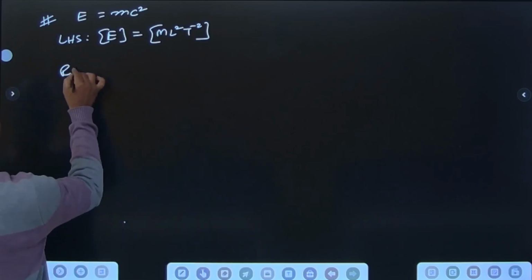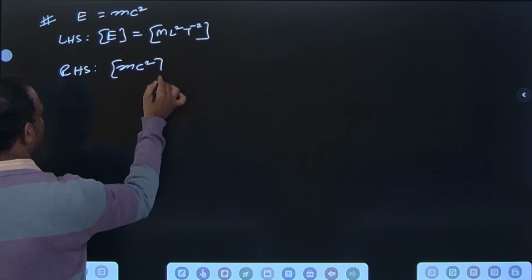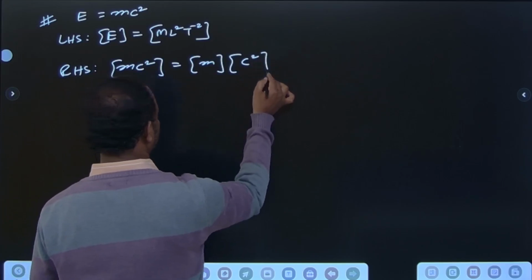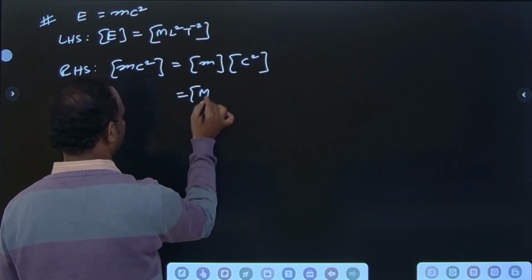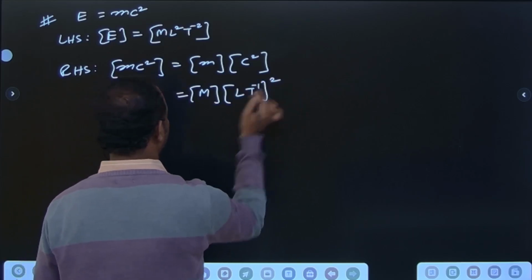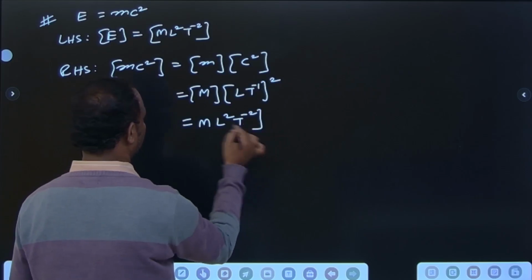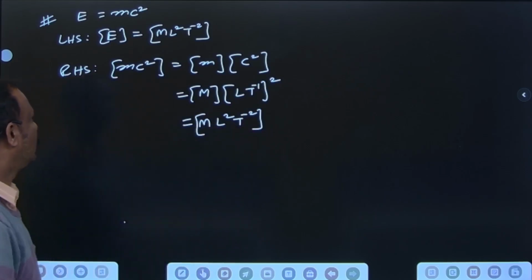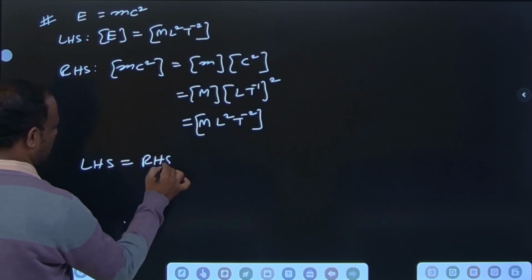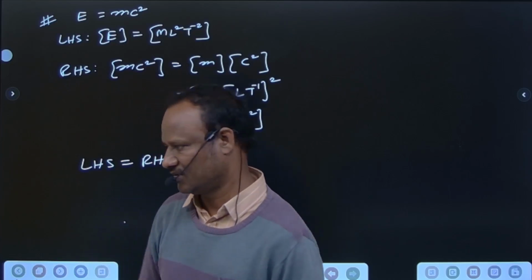The RHS is mc squared. Dimensional formula of m, dimensional formula of c squared. m is capital M, c is LT^-1 squared. So this is ML^2T^-2. So LHS is equal to RHS. This is the method to check the correctness of an equation.